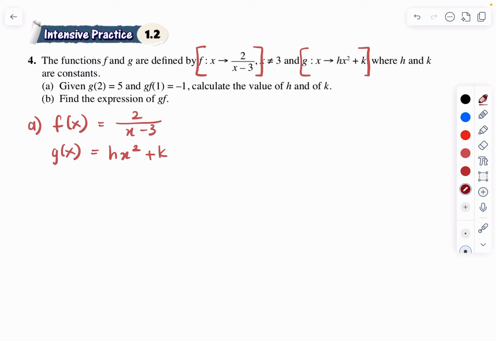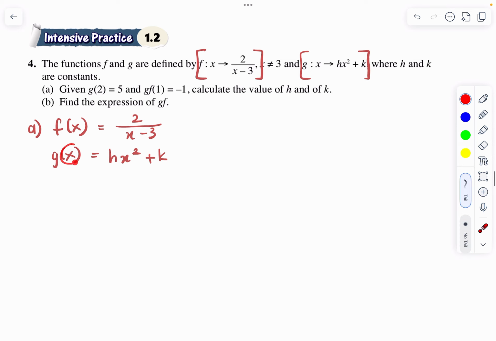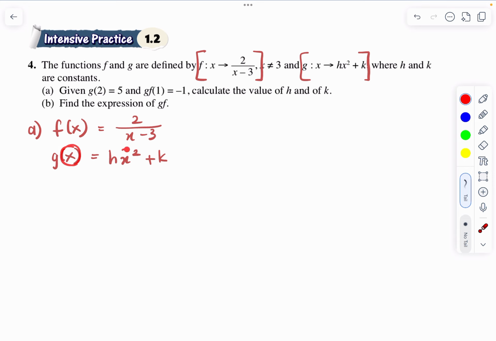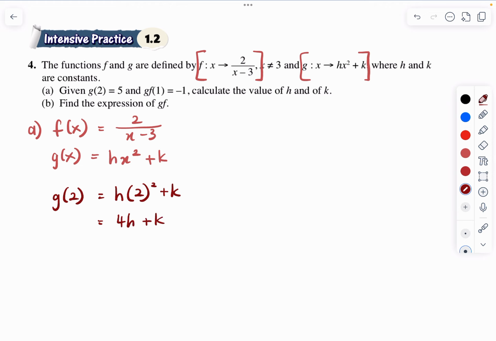So if we know g(x) is hx² plus k, g(2) will be h(2)² plus k. So this will give us 4h plus k. 2 squared is 4. 4h plus k equals 5. Okay, this is our first equation.